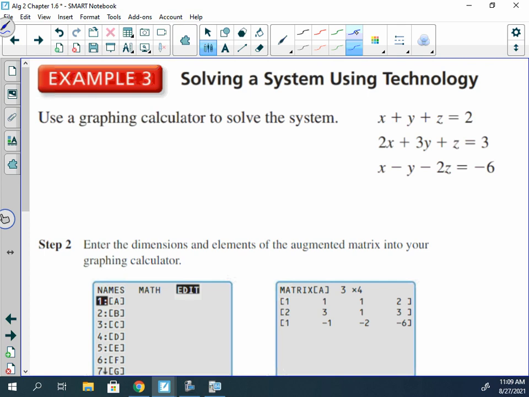So when we look at this here, we want to rewrite this system of equations in an augmented matrix. So it is in x, y, z. So our numbers for the top would be 1, 1, 1, 2, and then 2, 3, 1, 3, 1, negative 1, negative 2, negative 6.